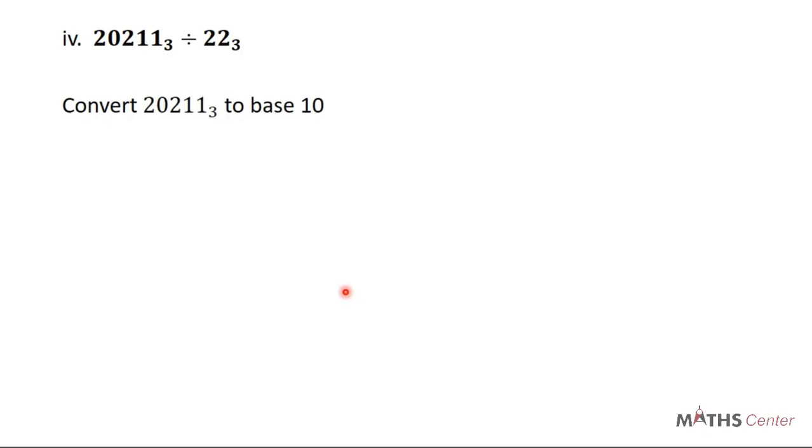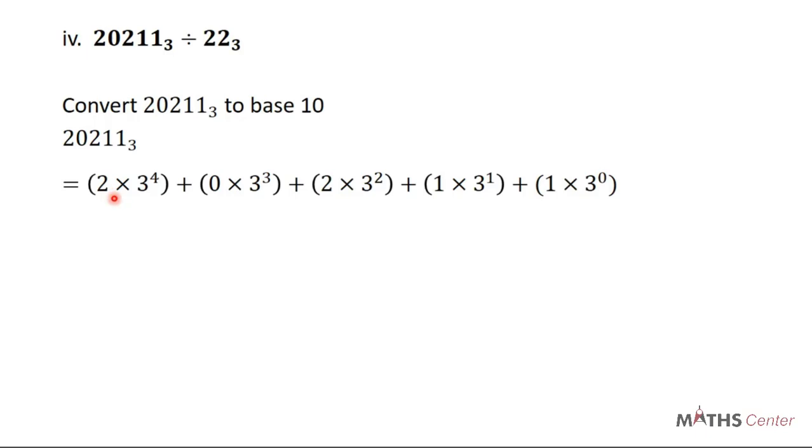Let's move on to the last example. 20211 base 3 divided by 22 base 3. So what you need to do is to first convert the first number to base 10. Converting that, we have 2 times 3 exponent 4 plus 0 times 3 exponent 3 plus 2 times 3 exponent 2 plus 1 times 3 exponent 1 plus 1 times 3 exponent 0.